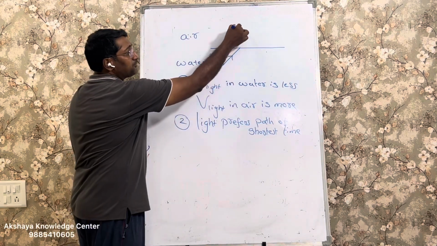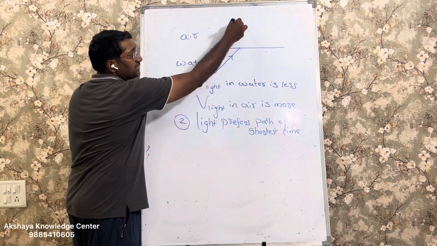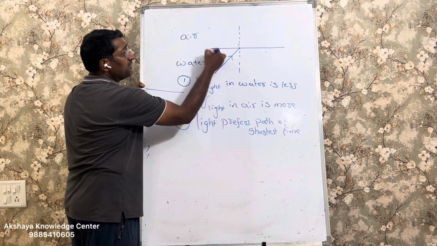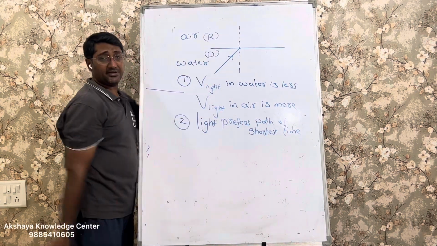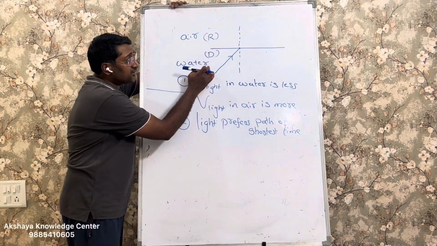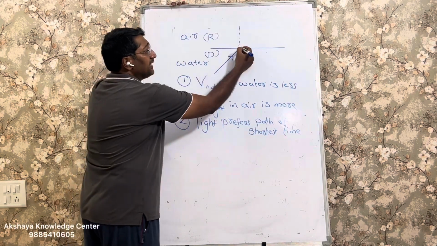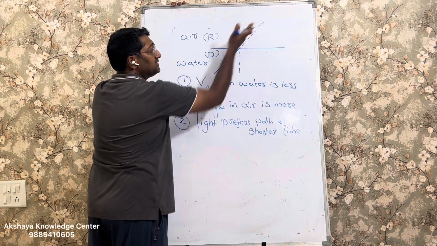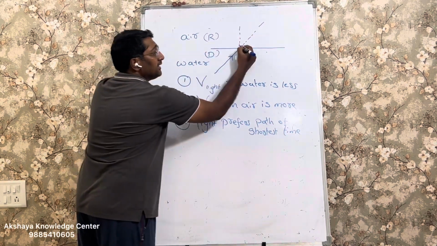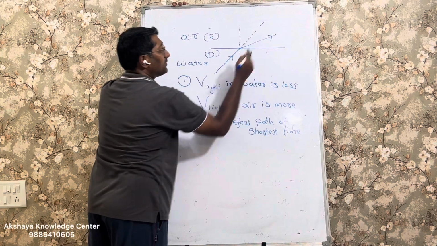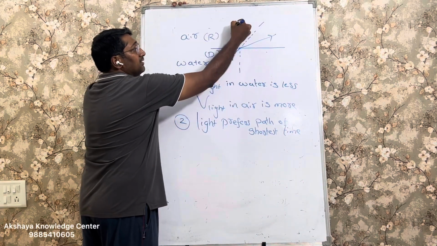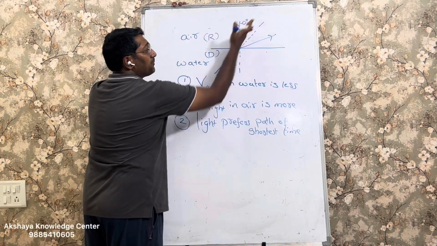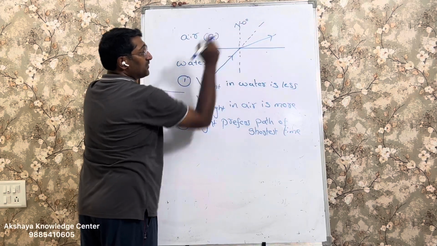So in this case, please observe this. At this location, I am drawing a normal. Here we have the denser medium. In the top, we have the rarer medium. So as light travels from denser to rarer, it does not travel in its original path. This is its original path. Instead of going in its original path, it goes away from the normal. This is the normal, which is always taken as 0 degrees. So instead of going in a straight path, it bends away from the normal.